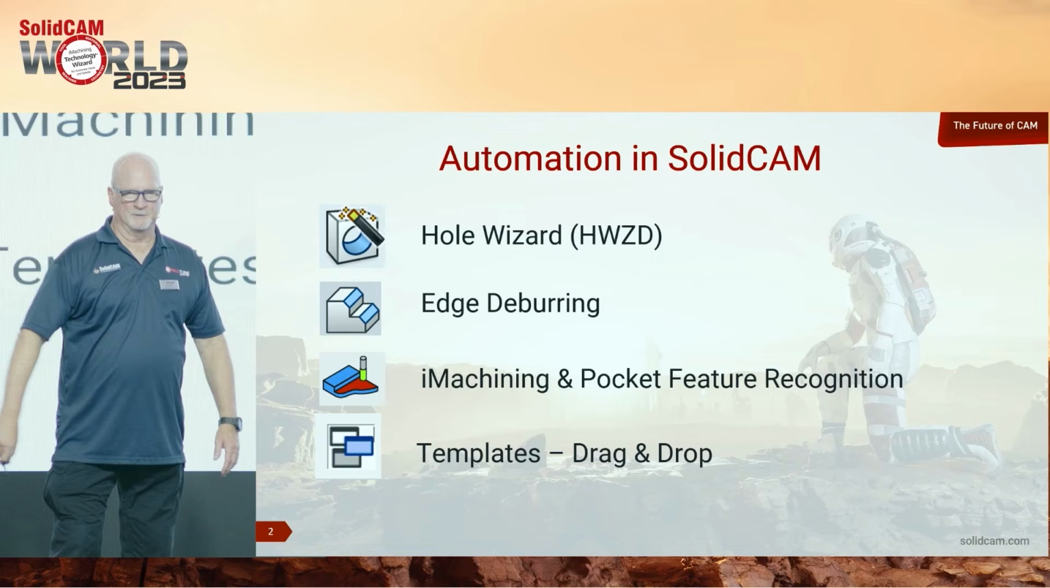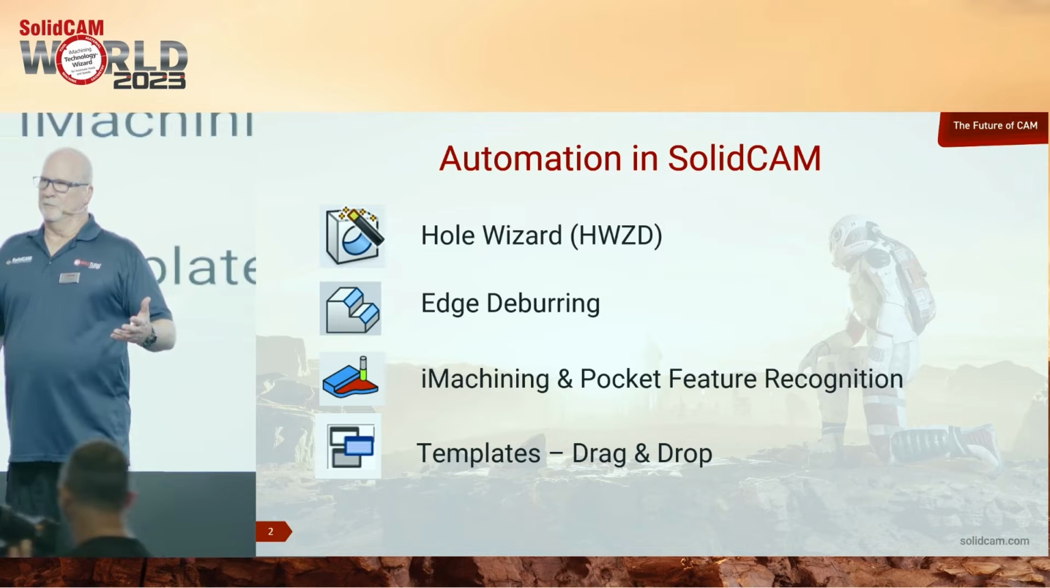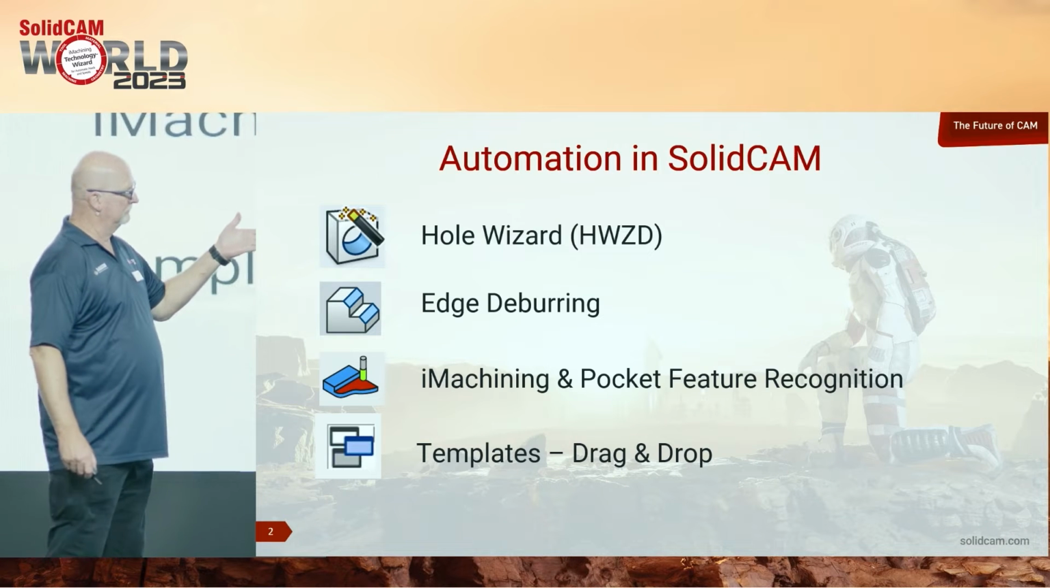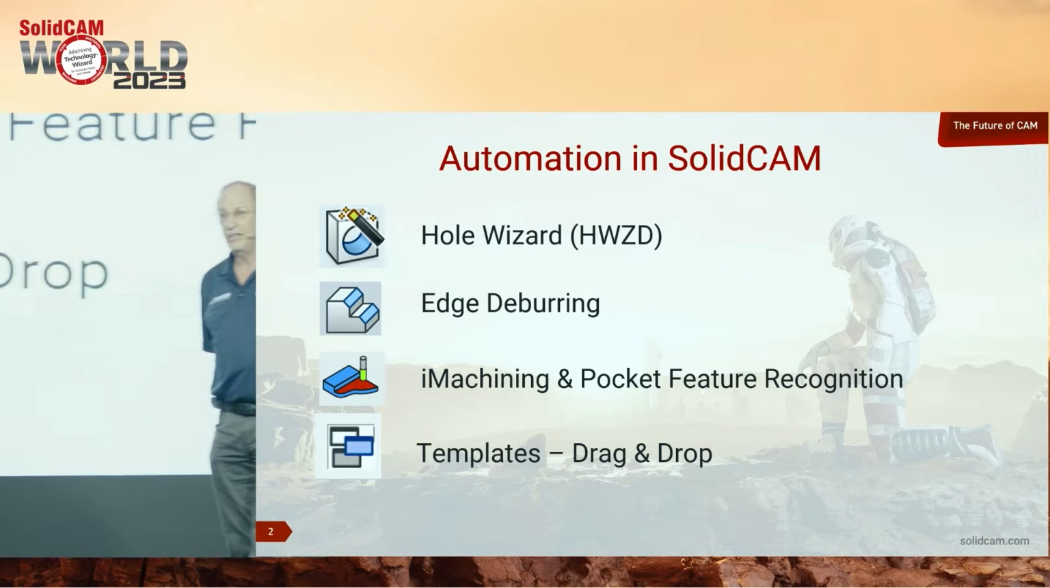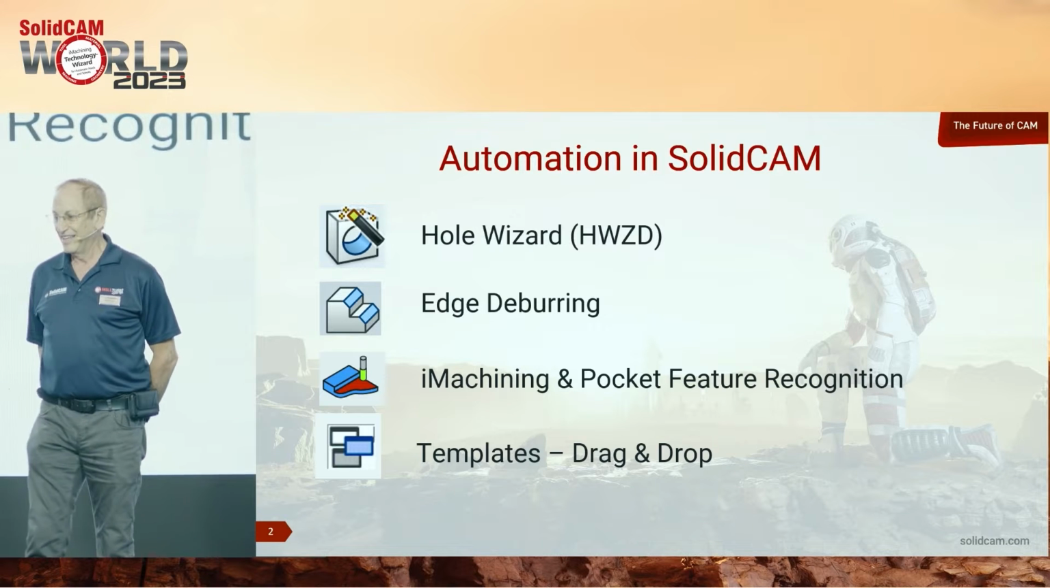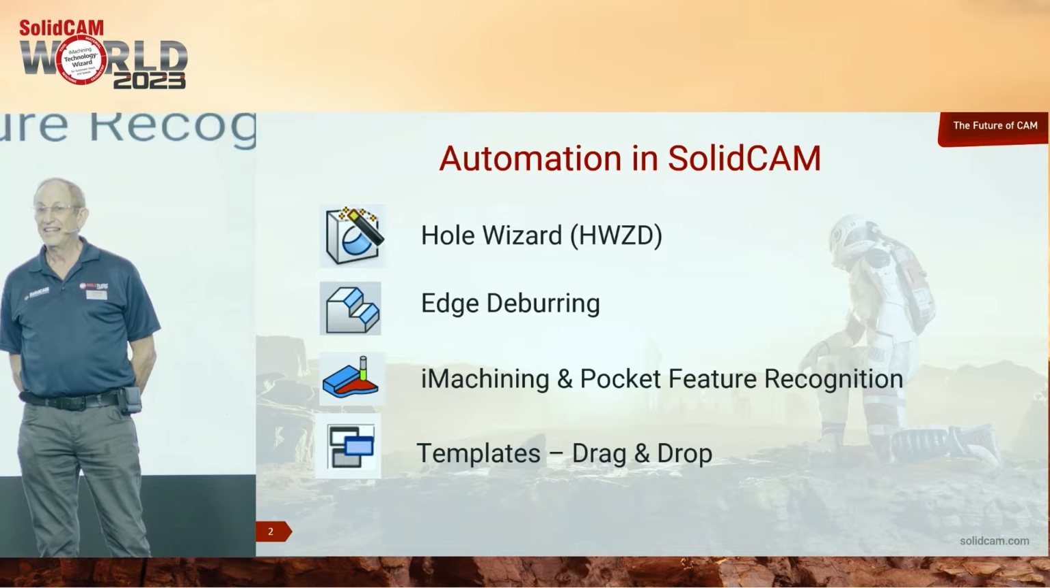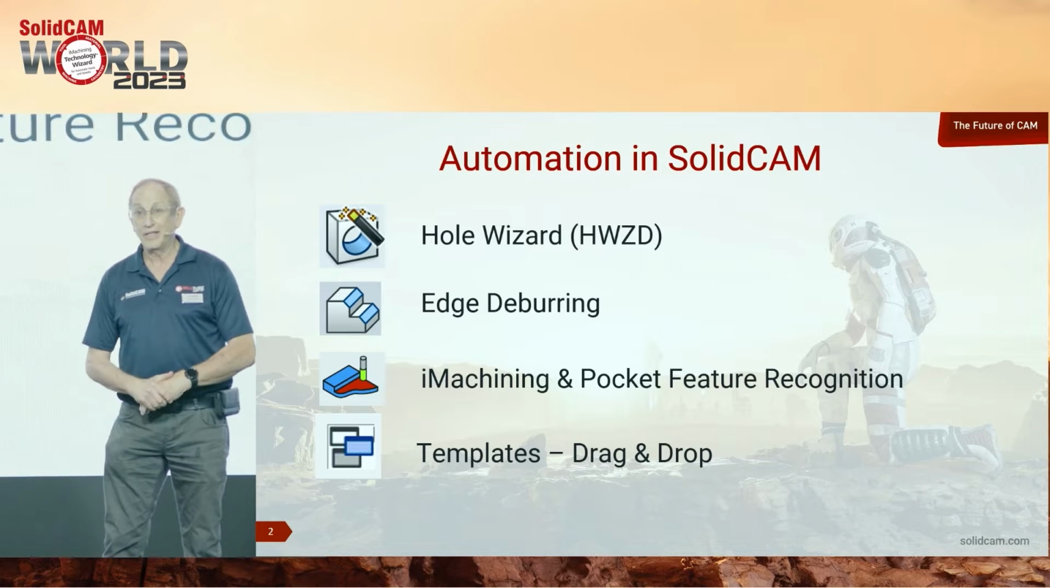Okay, so we're going to talk a little bit about automation and some of the stuff we're doing in the Hole Wizard. Correct. So let's go ahead and get into it. I'll be talking a little bit about the Hole Wizard, and the edge deburring and some of the new options we have there. Yeah, and I'll be bringing out some more ideas about what we're doing with pocket recognition and so forth. And we'll both be talking about templates and drag and drop.